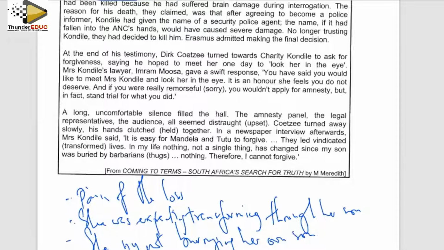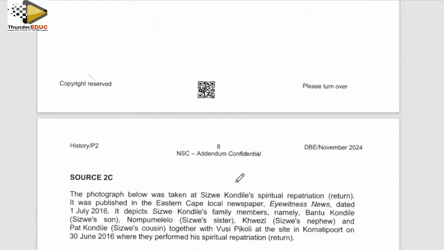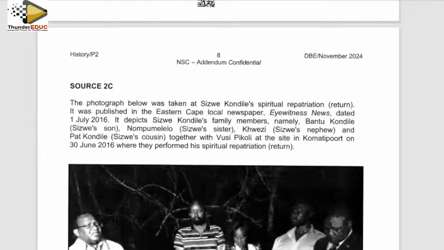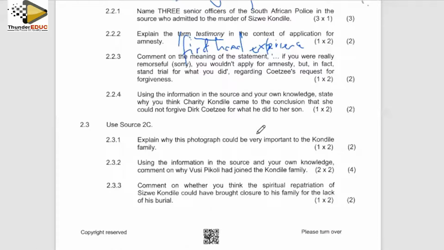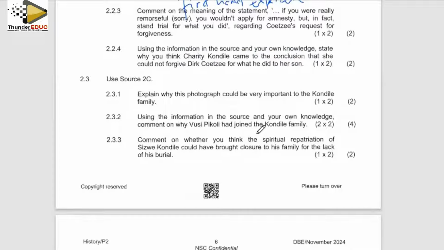Right. Let's figure out the other response, the other question. We're now going to source C. Explain why this photograph could be very important to the Kondile family.